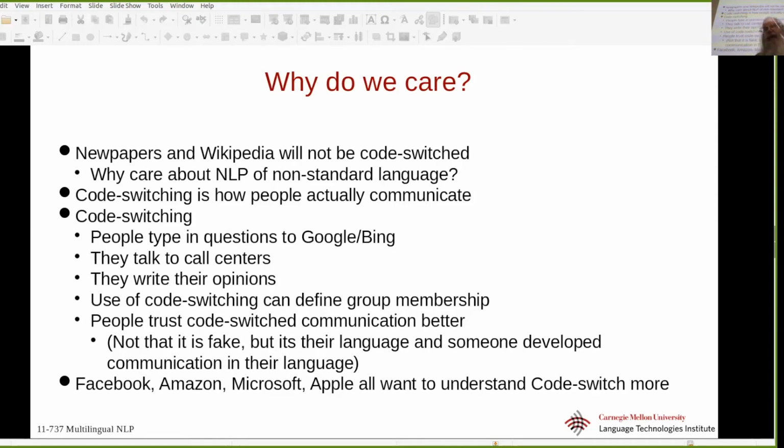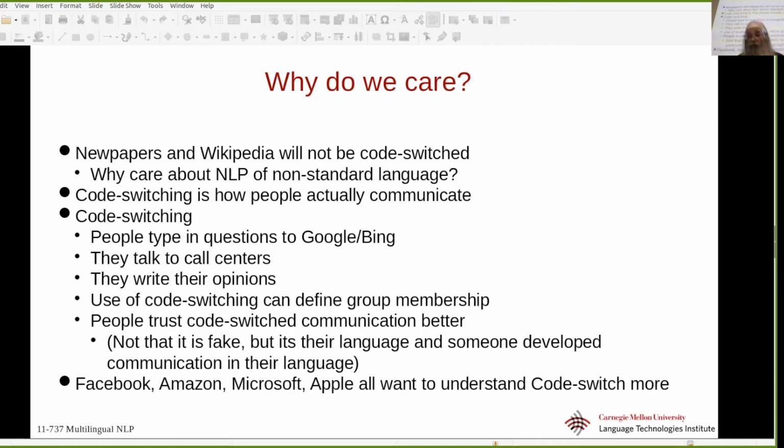Code switching is how people actually communicate. If you go and grab some Indian person's phone and break their privacy and look at all of the text messages that they've sent, they're all going to be Romanized in English if they're Hindi speakers. Or almost all, because that's how people actually communicate. We're not interested in spying on people's phones, but we are interested in how people actually communicate. It's how people type in questions into Google and Bing.